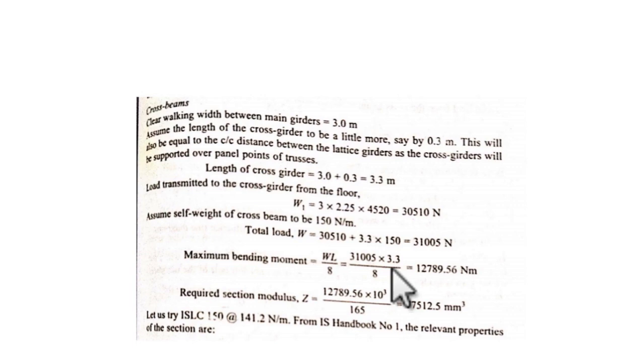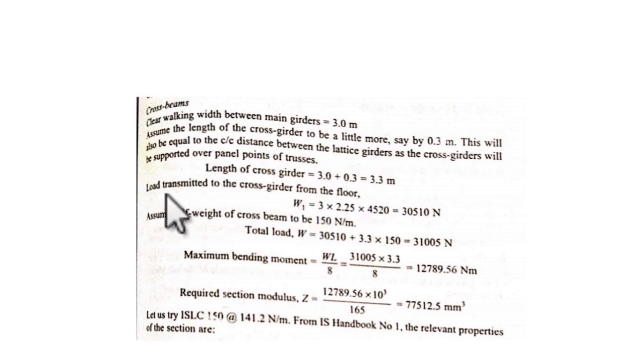Now the cross beams are placed at a center to center distance of 2.25 meter. What is the clear width between the main girders? It is 3 meter. As a factor of safety or for other practical purposes, we extend the length of the cross girder by a little, say 0.3 meter. So the length of the cross girder will be 3 plus 0.3 meter, that is 3.3 meter.